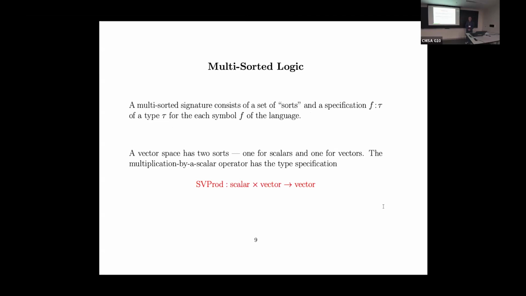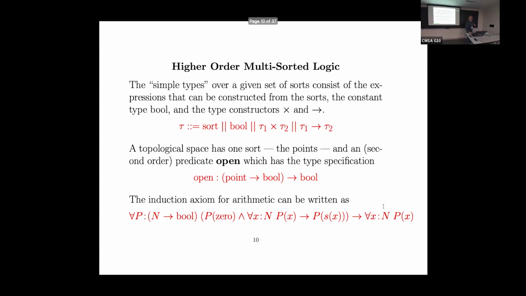We can immediately go to multi-sorted logic, right? So in a vector space, we have vectors and scalars. And these are two sorts, right? Multi-sorted logic goes back to the early days of first order logic. Typically, it's multi-sorted first order logic. So the notion of sort, as in scalar or vector, is going to be central to this notion of isomorphism. And we can immediately go to higher order multi-sorted logic.